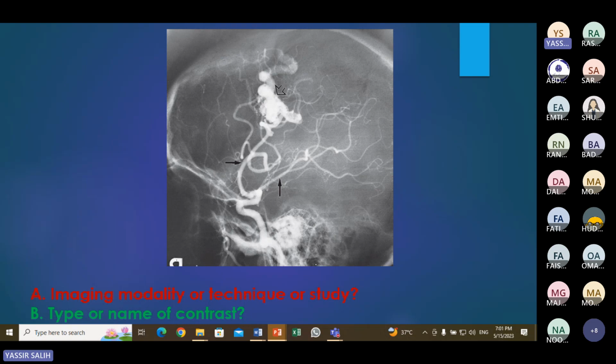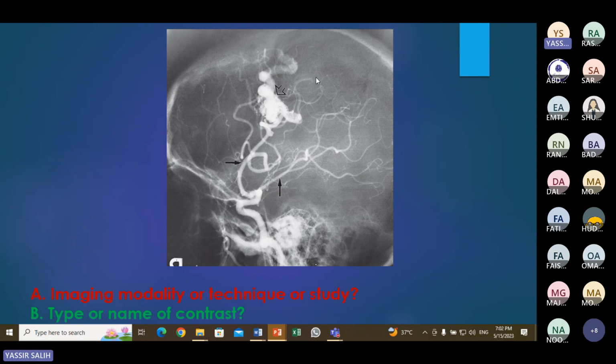Please contact me, inshallah. This is digital subtraction angiography, here cerebral digital subtraction angiography, because it is done for the cerebral arteries. This is digital subtraction angiography.